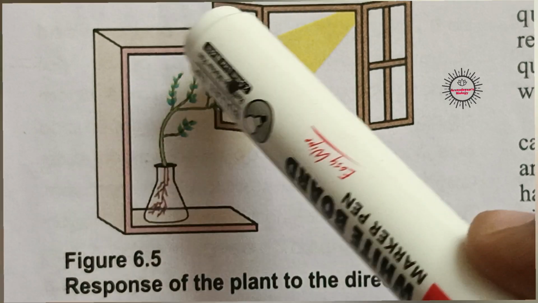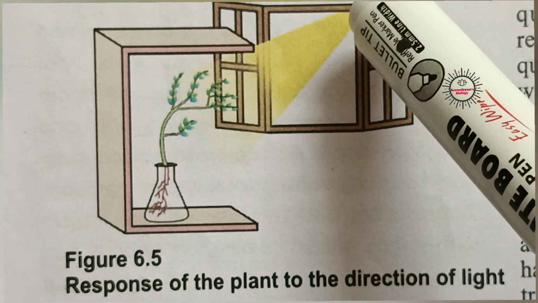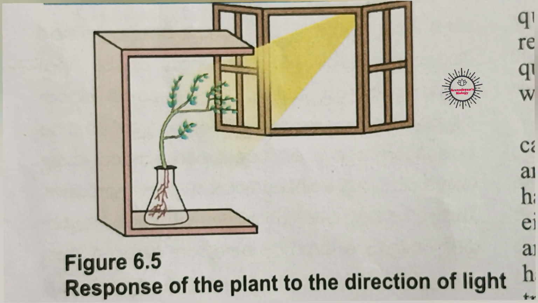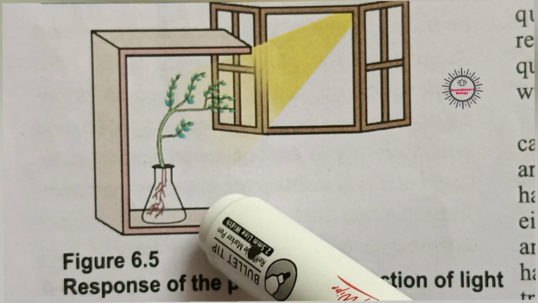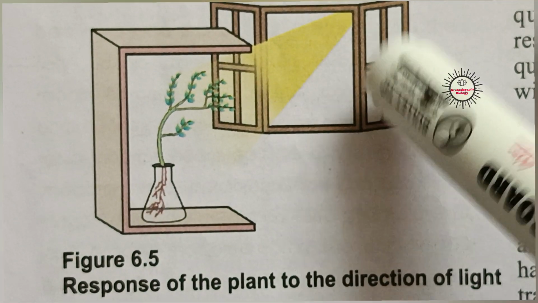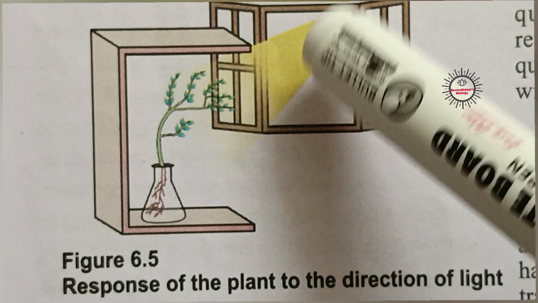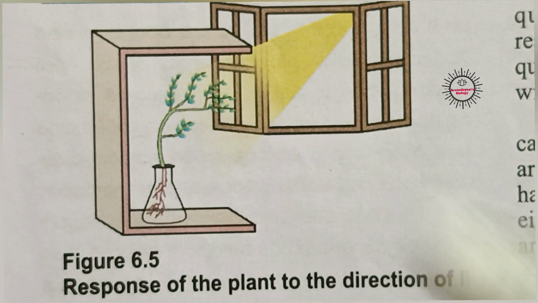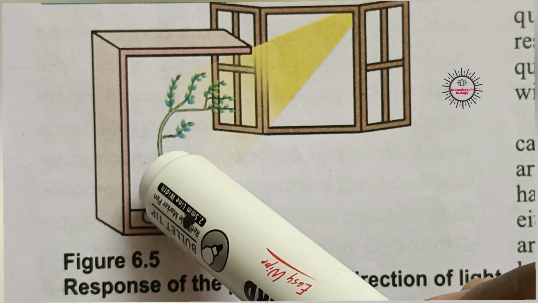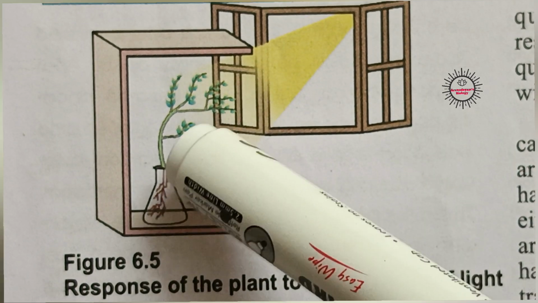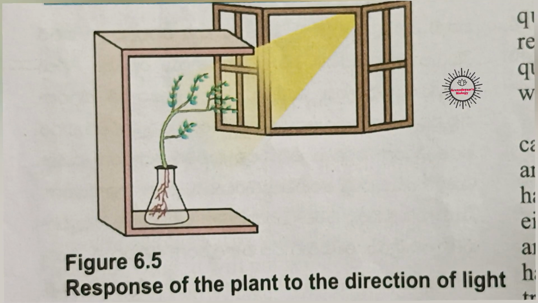Next, we have to keep this cardboard along with the conical flask near a window through which sunlight is falling onto the plant, so that the stem of the plant receives the sunlight directly through the window. After 2 to 3 days, you will notice that the stem bends towards sunlight. You can clearly observe a bend on the stem of the plant towards sunlight.